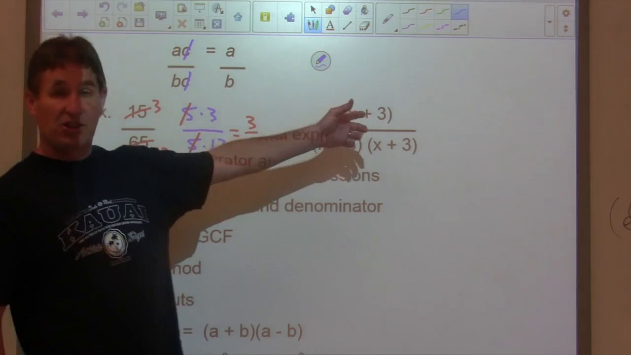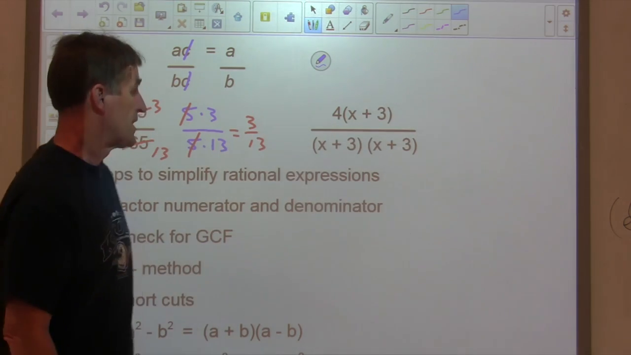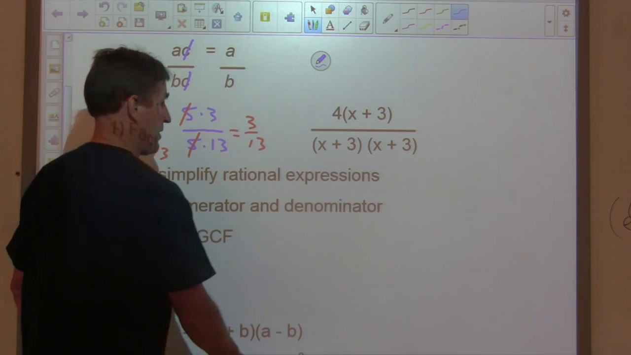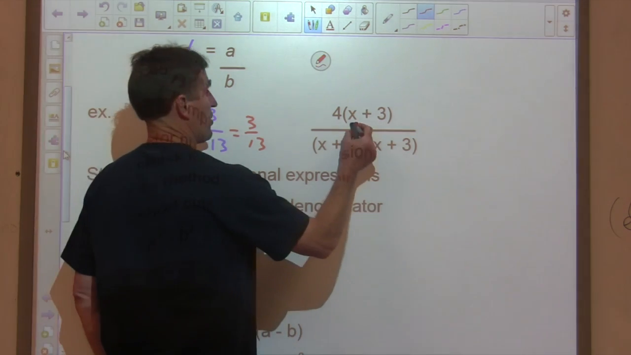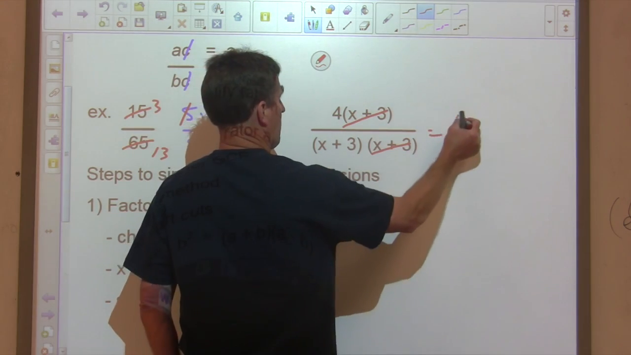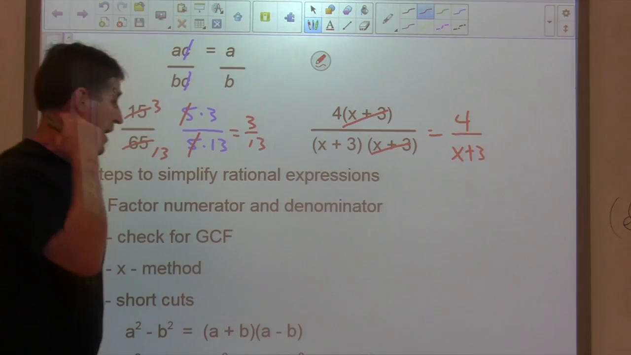When you get to expressions, again, these are already factored. There's nothing to factor on these. But we're looking for factors that are the same in both the numerator and denominator. And what you have to remember is you can only cancel 1 for 1. And so on top we're left with 4, and on the bottom we're left with x plus 3, and we would be done.